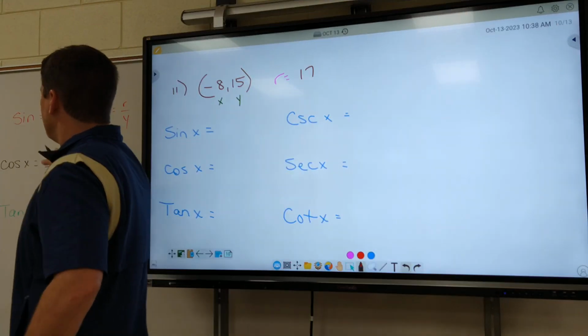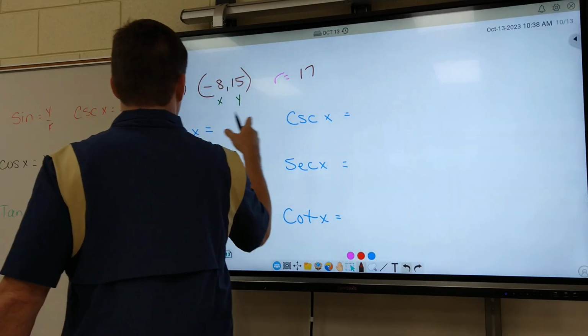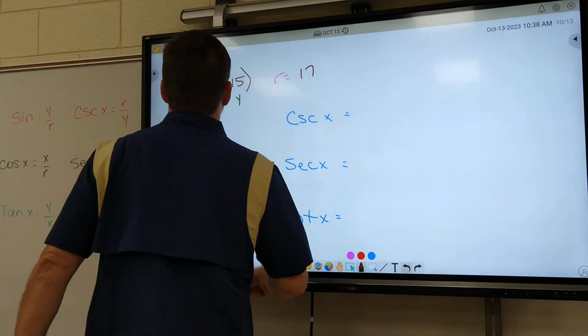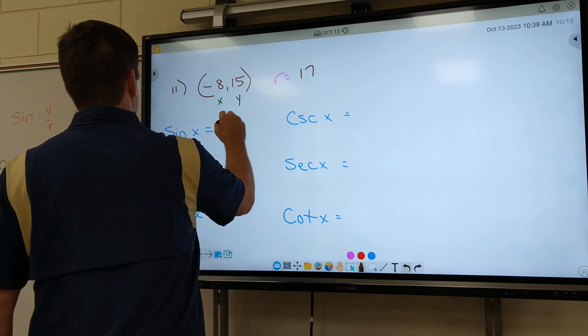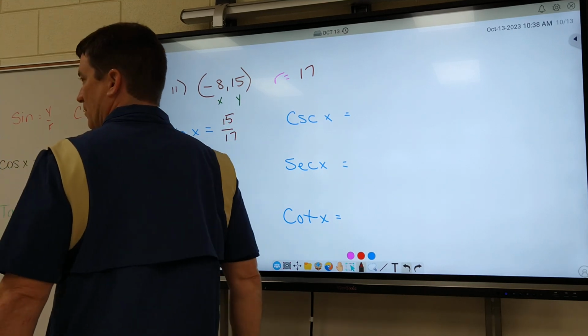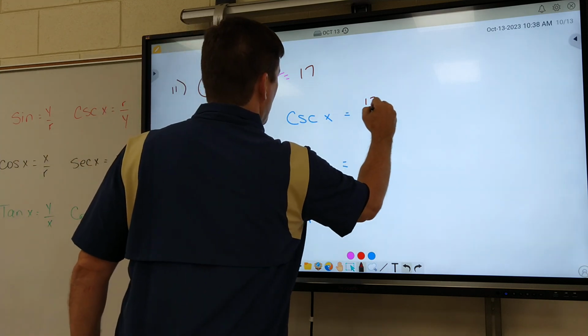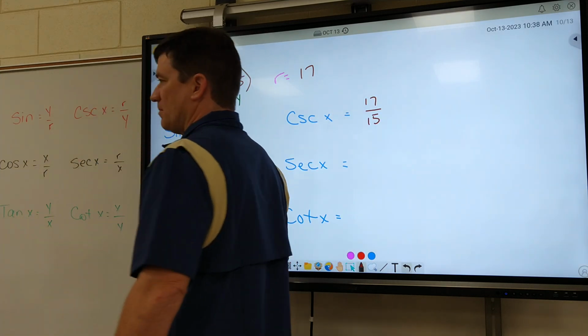Now, Julia, we're just going to use these 6 formulas to find my answers. So when you find sine, y on top, r on the bottom. So that's 15 over 17. And we know if sine is 15 over 17, I can flip it, and it goes right here for cosecant. All right, you guys find the other 4 answers.